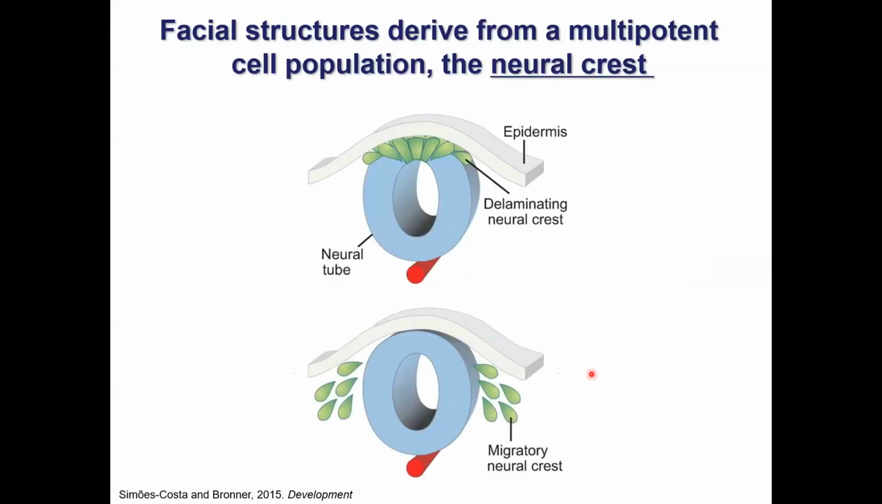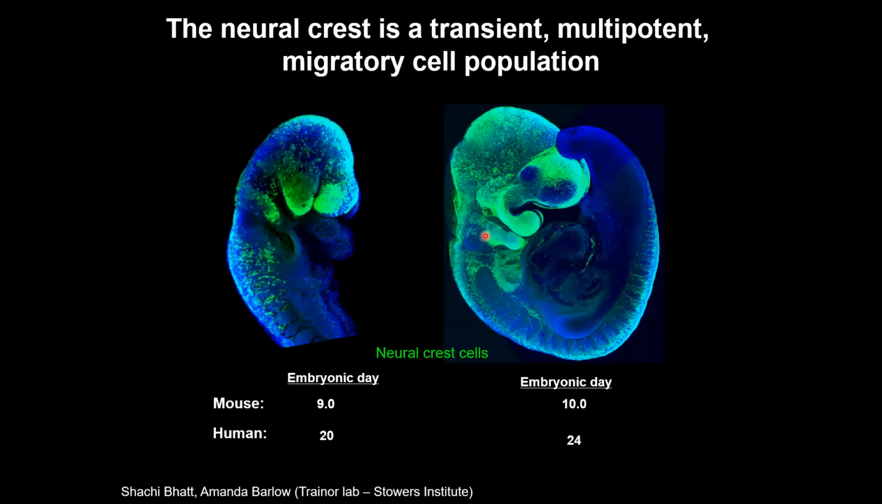First of all, I think the neural crest is the coolest cell population in the body. The neural crest is a transient, multipotent, migratory cell population that arises from the dorsal part of the neural tube from a pool of neuroepithelial stem cells. It delaminates through epithelial to mesenchymal transition and migrates throughout the whole body of the embryo. And upon reaching its destination, it will differentiate into the proper cell type.